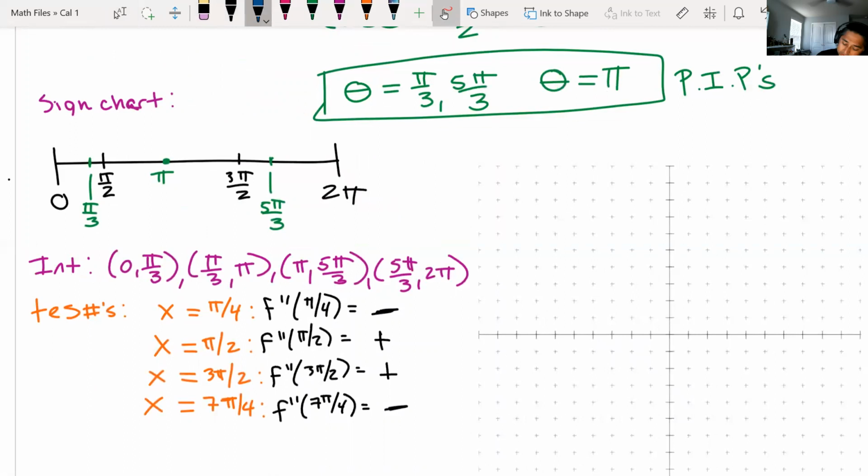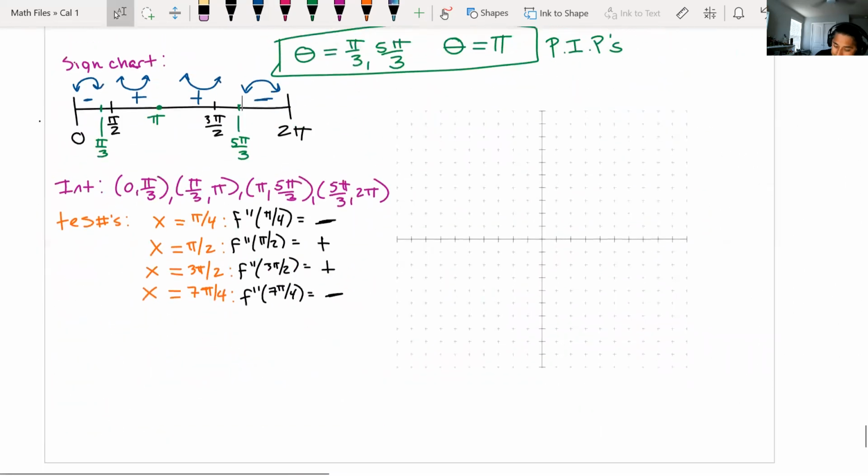Okay. So what we're saying is that on the interval 0 to pi over 3, no matter what value you pick, you're always going to be negative, which means that you will be concave down. And then from pi over 3 to pi, you will be positive, which means you'll be concave up. And the same thing here, you will be concave up. And then 5 pi over 3 to 2 pi, you'll be negative, so you'll be concave down.